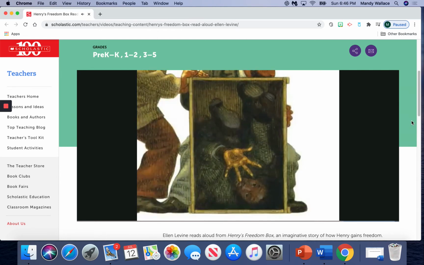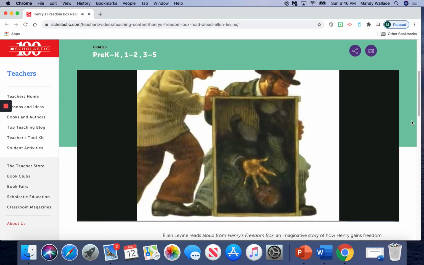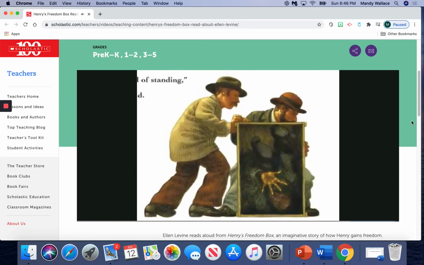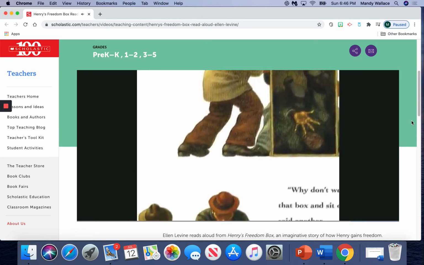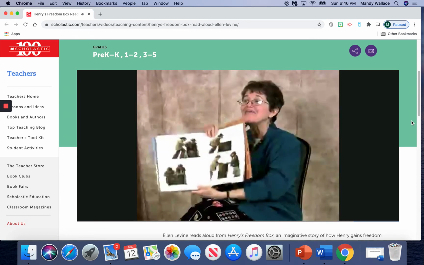"I'm tired of standing," someone said. "Why don't we move that box and sit on it?" said another. Henry held his breath. Could they be talking about his box? Henry was pushed. The box scraped the deck. Now he was on his right side, now on his left, and suddenly right side up.